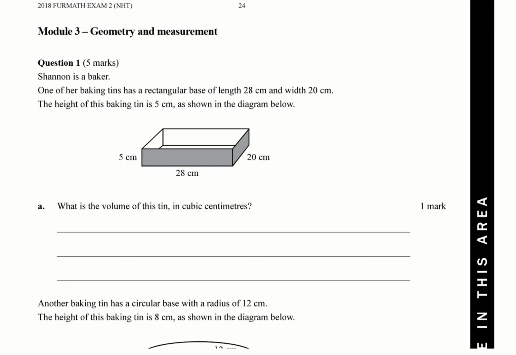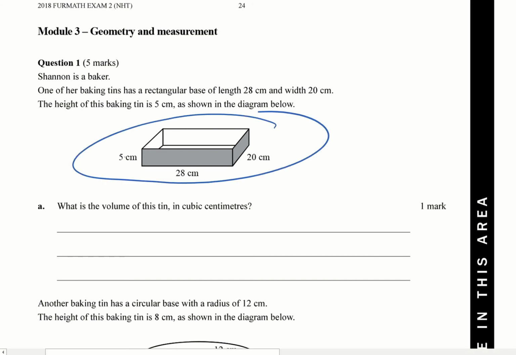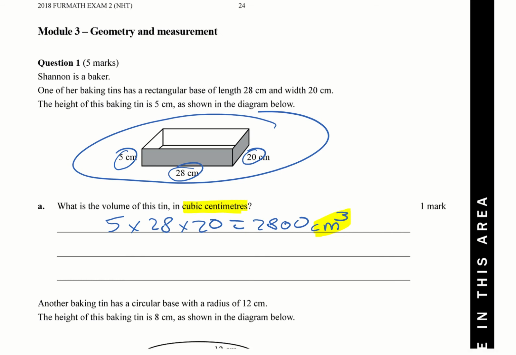It's got Shannon's baker. She's got a particular rectangular baking tin with a height of 5, a length of 28, and a width of 20. So it's length times width times height: 5 times 28 times 20. Put it in your calculator, and that will give you 2,800 centimeters cubed. It's really important to note that you need to put it in the appropriate volume units that you're using in this particular question.